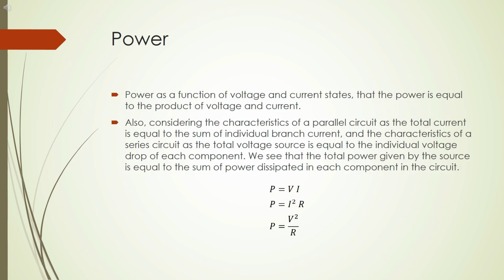Power as a function of voltage and current states that the power is equal to the product of voltage and current. Also, considering the characteristics of a parallel circuit as the total current is equal to the sum of individual branch current, and the characteristics of a series circuit as the total voltage source is equal to the individual voltage drop of each component, we see that the total power given by the source is equal to the sum of power dissipated in each component in the circuit.